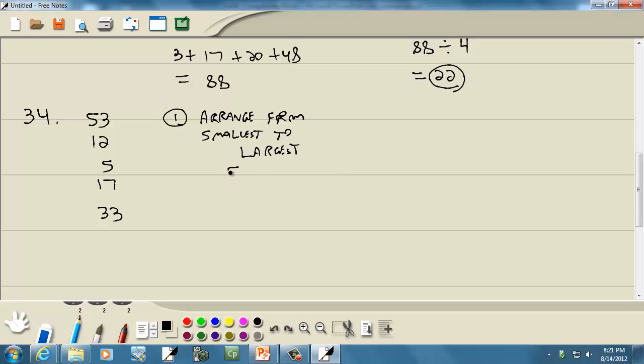Well, our smallest number is 5, so a range from smallest to largest. I know you can't read that very well, but 5, and then our next one is 12, then 17, then 33, and then 53. So from smallest to largest. Now, if odd, our median is the number in the middle.